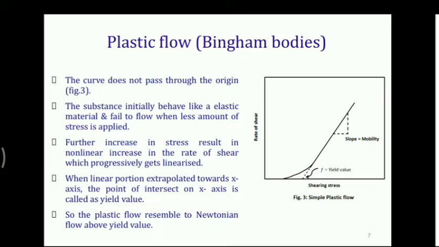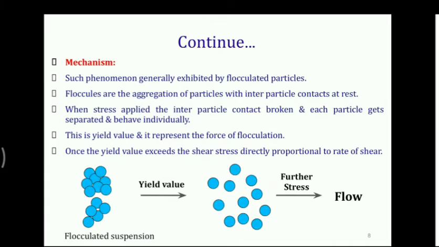While in the case of a Newtonian system, the value of the slope corresponds to, or resembles, fluidity. In the case of your plastic system, it is called the mobility, and this mobility resembles the fluidity of a Newtonian system. Second, what is the mechanism for the plastic system?